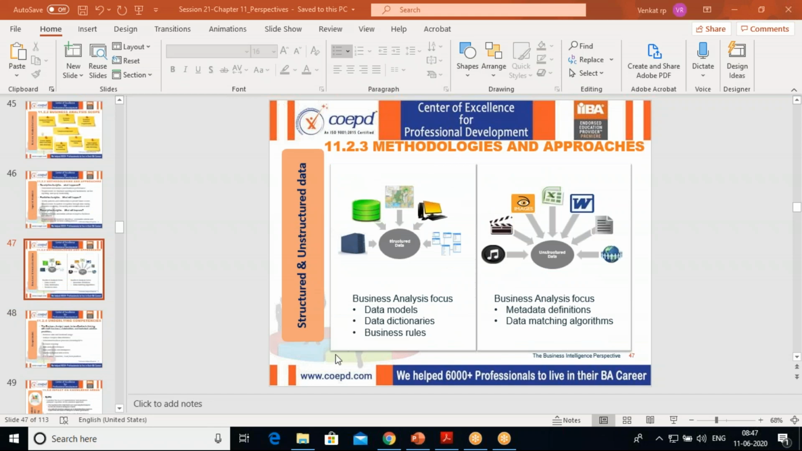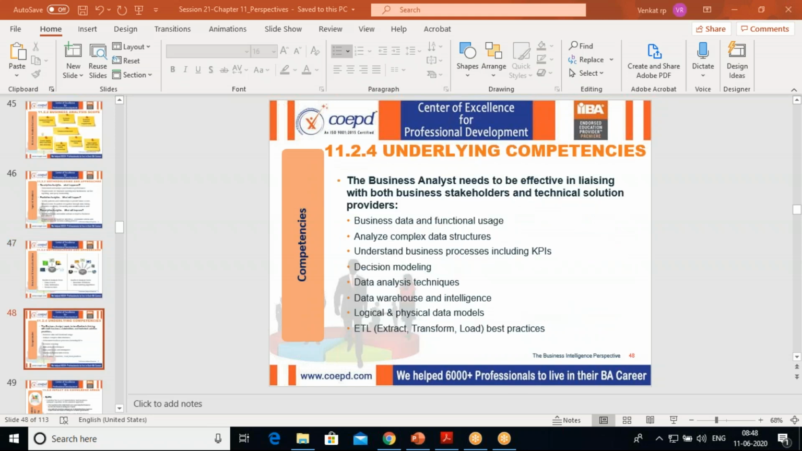And here we have structured and unstructured data. Structured data would be your data models, data dictionaries, and business rules. And unstructured data would be your metadata descriptions and data matching algorithms.